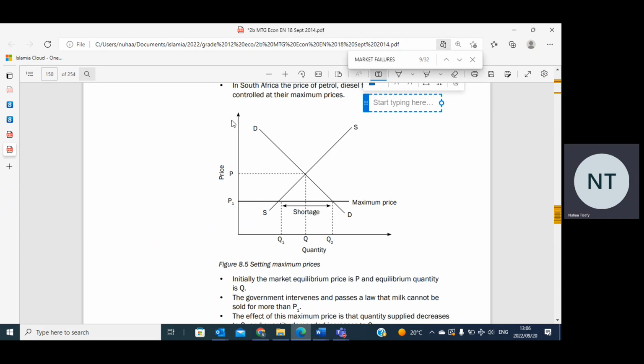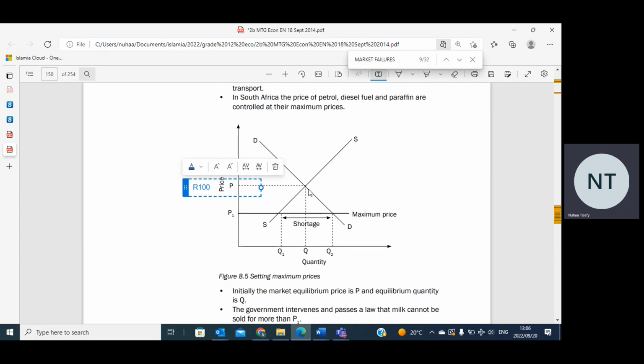So firstly, we need to be able to draw the graph. We have our price and we have our quantity, demand is downward sloping, supply is upward sloping, and we have an equilibrium price here. Let's say the equilibrium price, and I'm just going to use a controversial one of electricity. Let's say Eskom wants to make the units 100 rand a unit. I know that's a crazy amount, I'm just making up my own numbers. According to demand and supply, there's a huge demand for electricity and there's very little supply.